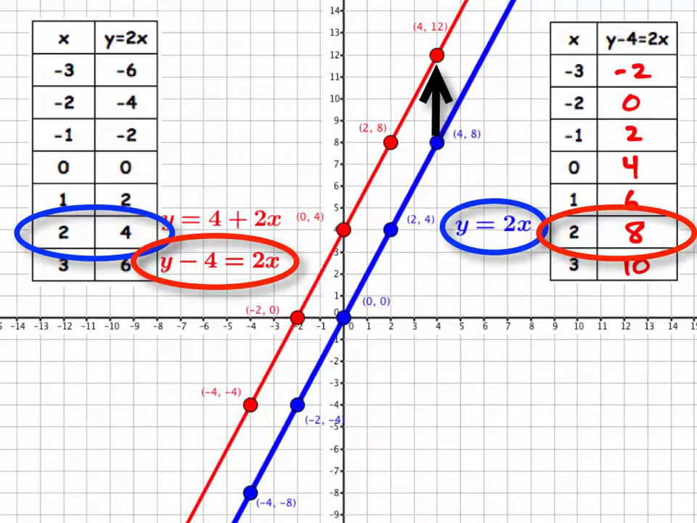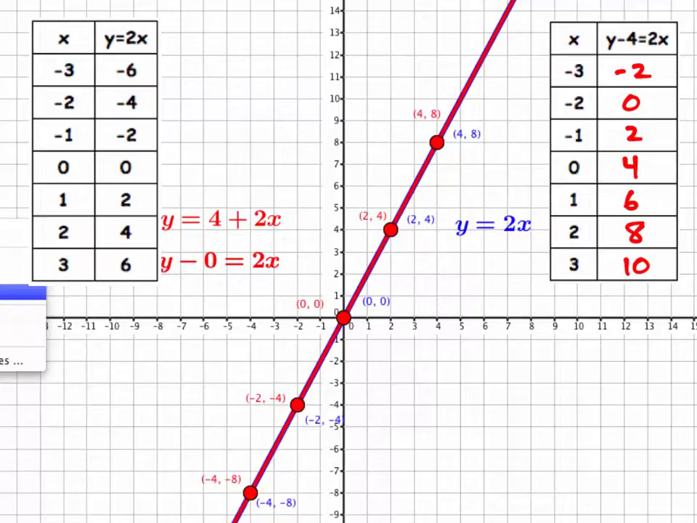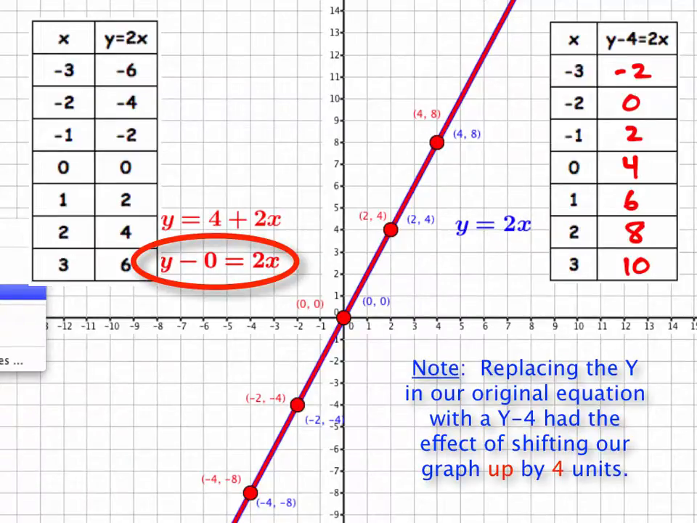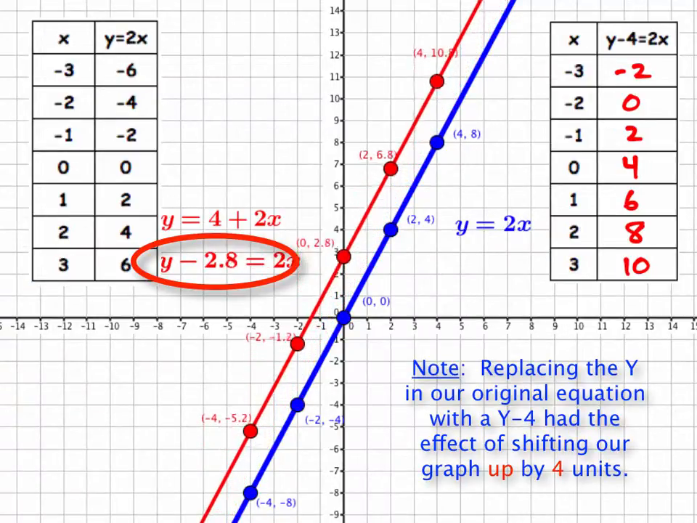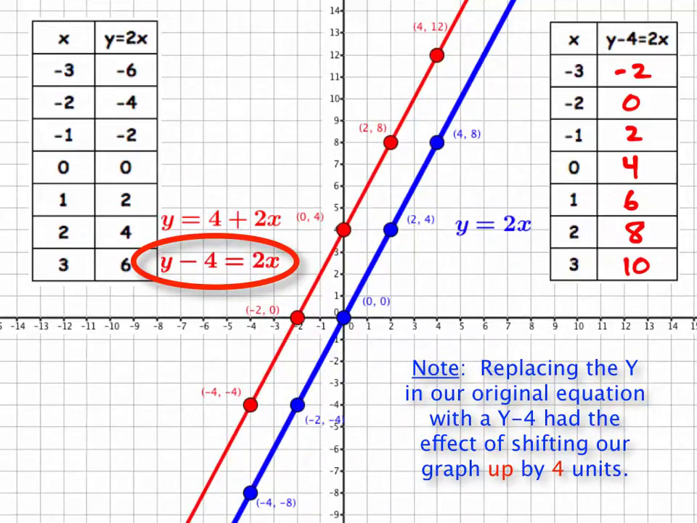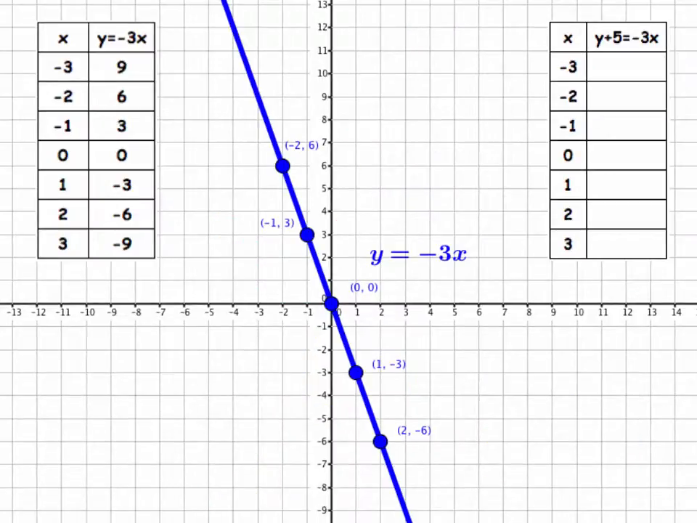And that has happened across the board. That when we substitute the y in our equation with a y minus 4, it has the effect of taking our graph and shifting every single point up exactly 4 units. All right, let's try another.